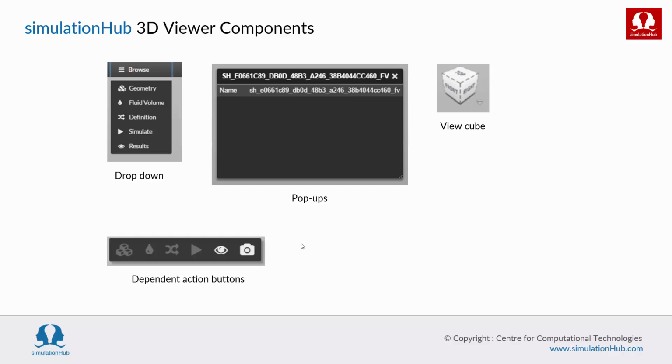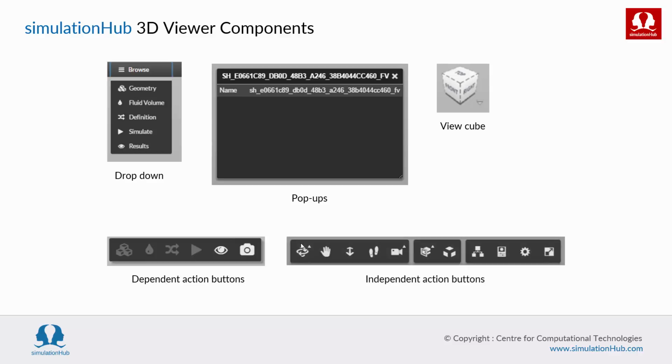The next type of component is dependent action buttons. These are the buttons which would be activated if all previous stage inputs are provided. Then you have independent action buttons, which will be active throughout your interaction on the 3D viewer.